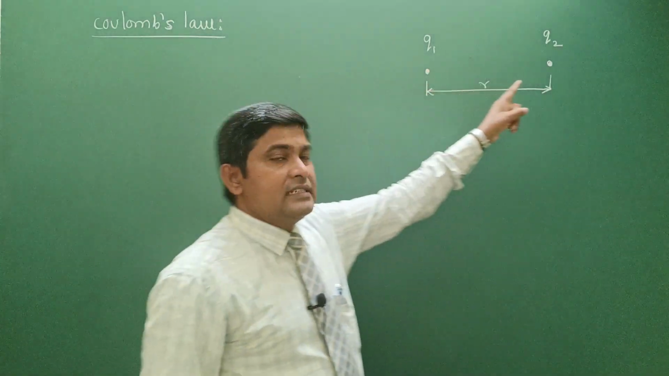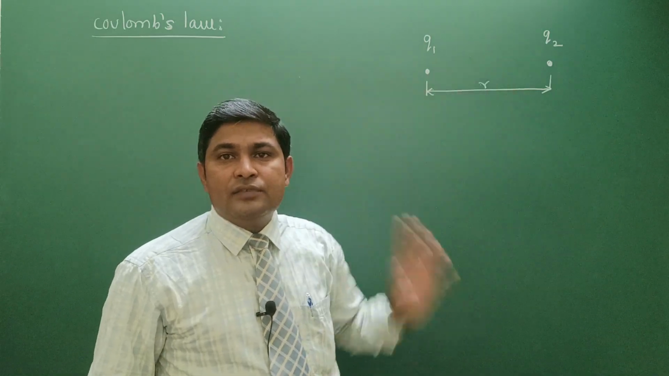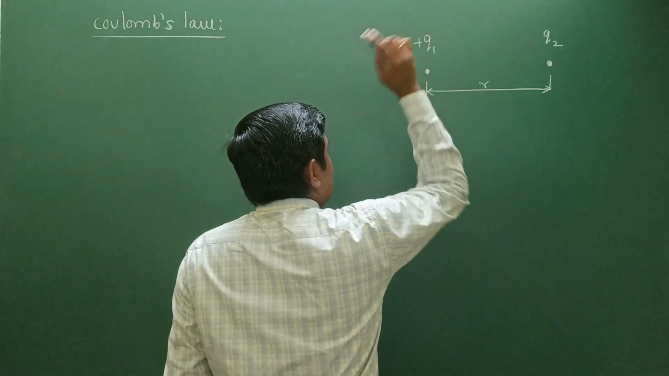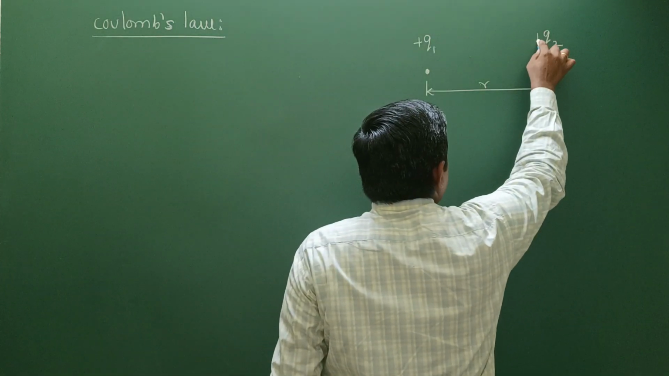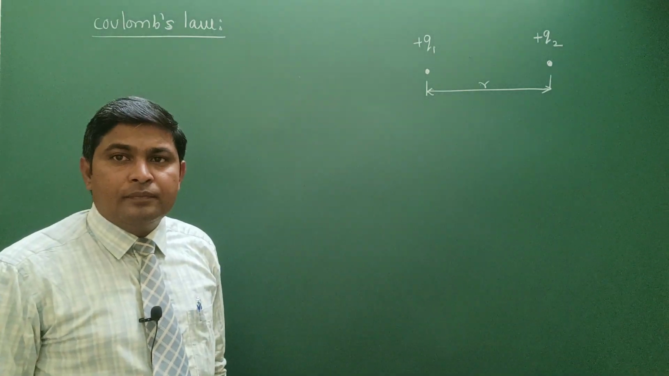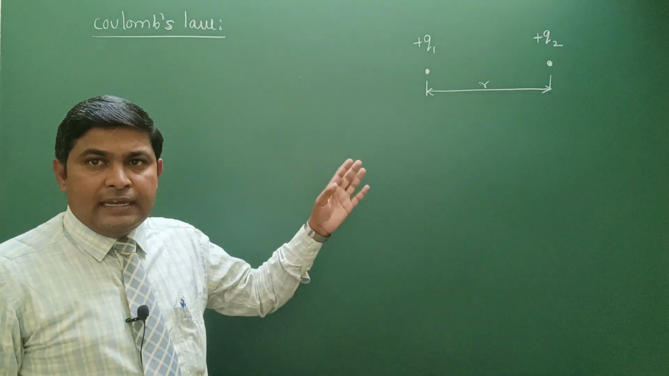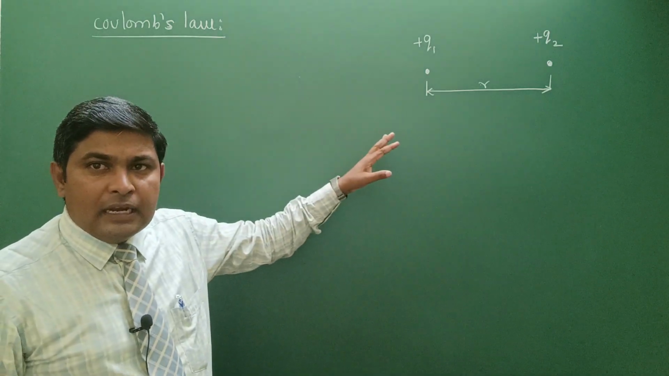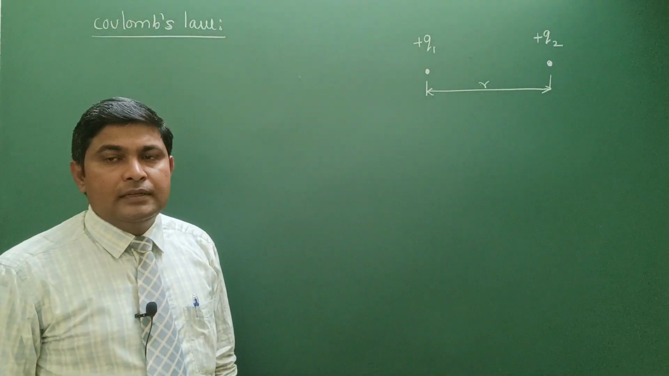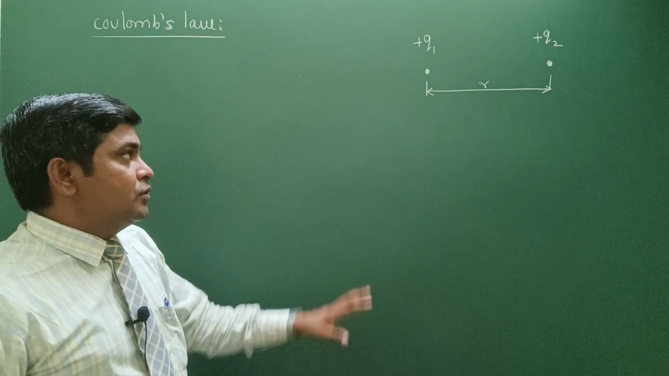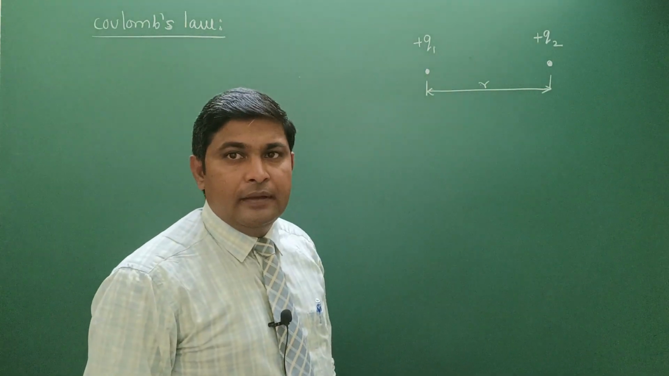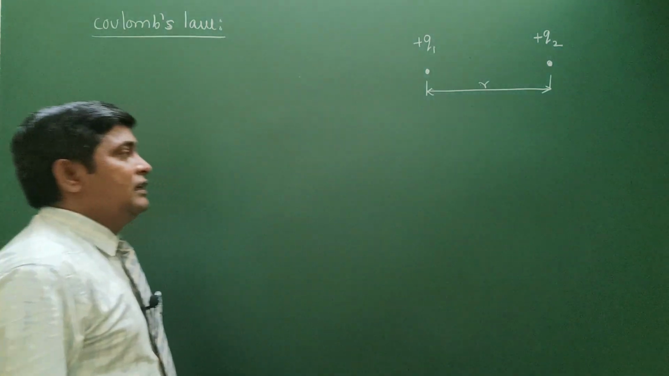Similarly, here two charges are there. What are the polarities of the charges? Nothing is mentioned, so this one is treated as plus, and this one is also plus. Then what is the force between them? Yes, a force is going to be there. How much force? That is going to be given by Coulomb's law. It says on what the force depends and how much it is going to be.